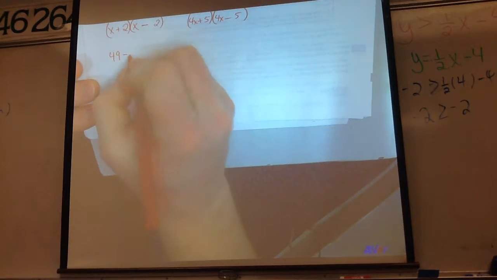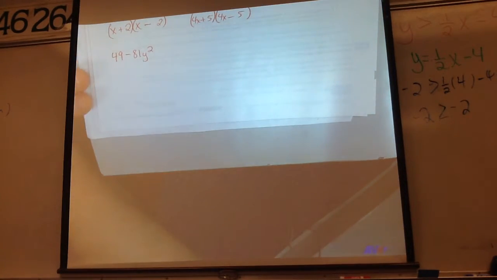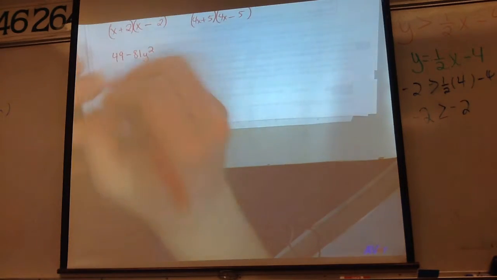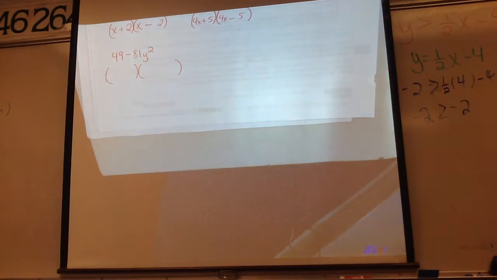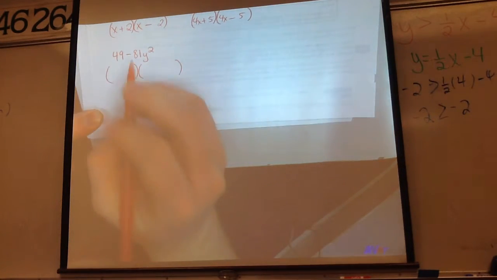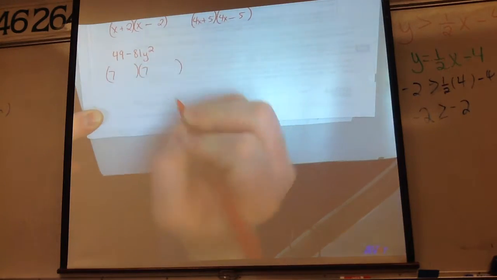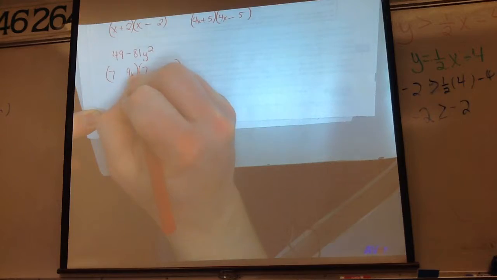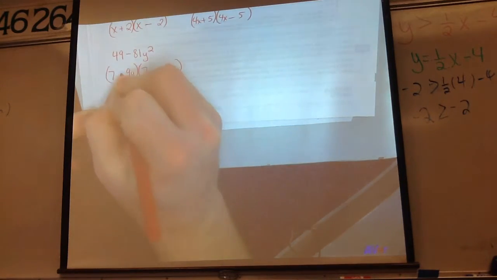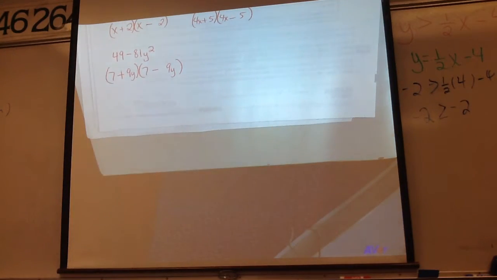We could do like 49 minus 81y squared. Just don't try to switch them around or do anything weird. Just do the square root of 49. 7 and 7. Square root of 81y squared, 9y. 9y and 9y. One plus, one minus. That's it, folks. That's one of those on our test.